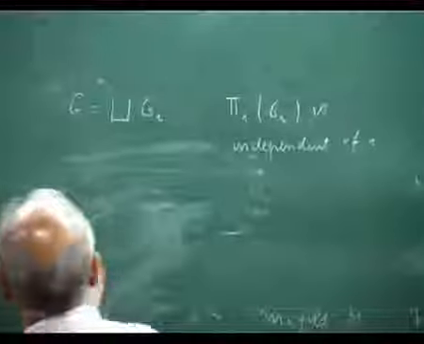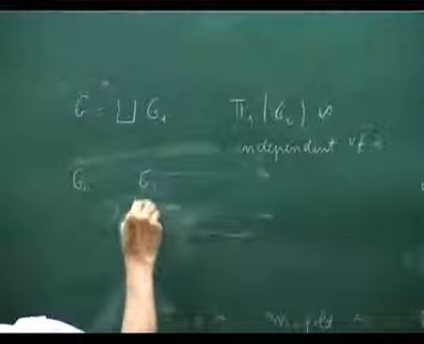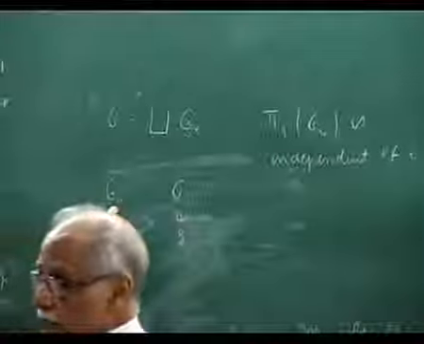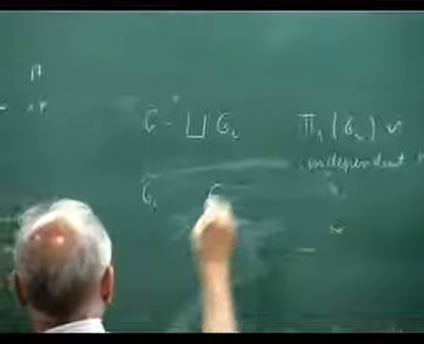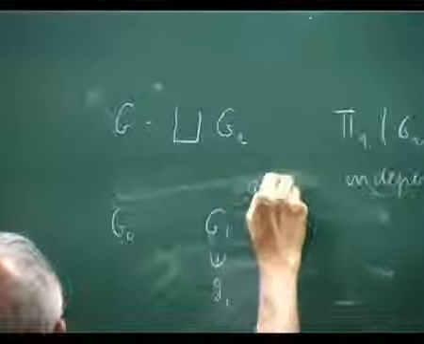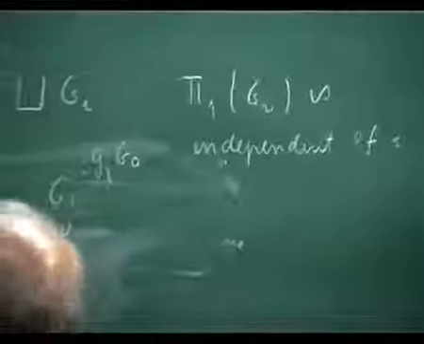That is because, take G0 and G1 for example. Suppose there is an element G1 here. This is the connected component. You multiply this with G1, then this will be G1 G0, always. So the connected components of the Lie group are homeomorphic. As manifolds they are the same.